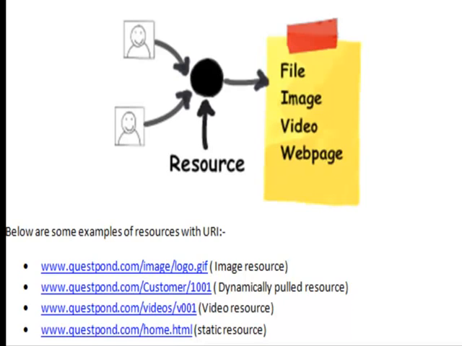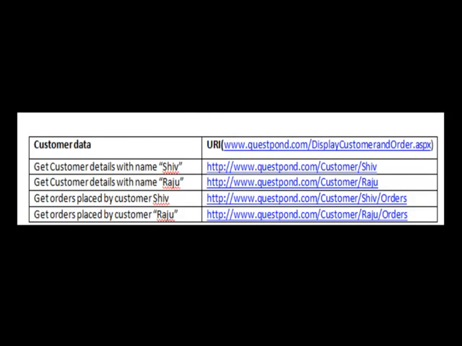So that's the first important fundamental. The second principle of REST says that every resource is identified by a unique identifier. Now if you look at the old web, it identifies all resources by a URL. For example, let's say that you want to display customer with their orders. Probably you will use www.questpon.com/display customer and order.aspx.